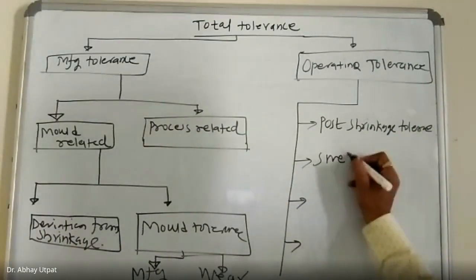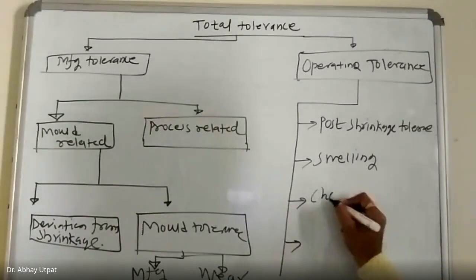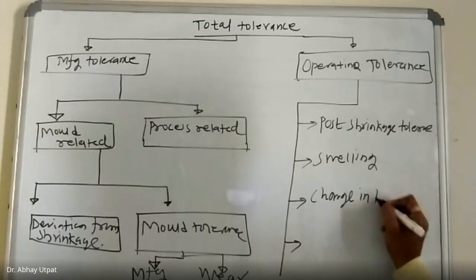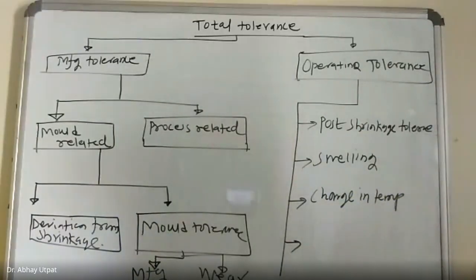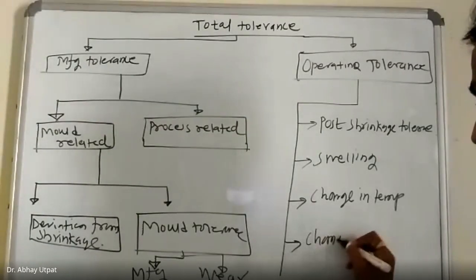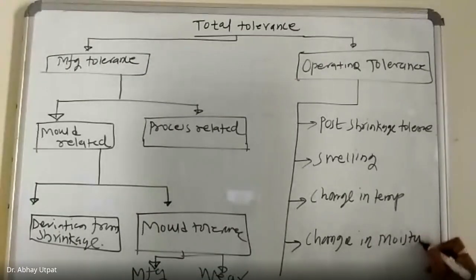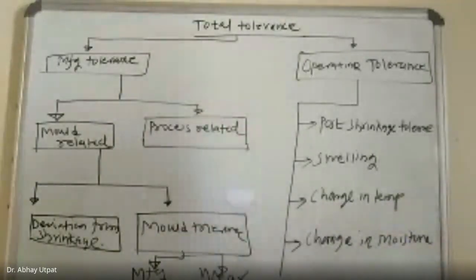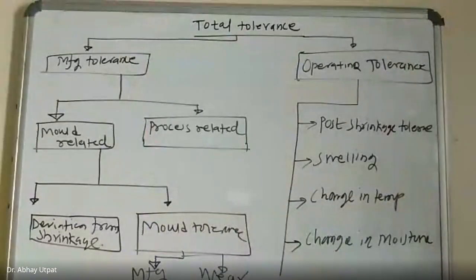Swelling. So there may sometimes be swelling. Change in temperature tolerance. So the working temperature may be different, and in that case, tolerances are affected. And moisture condition. Change in moisture. You can take a screenshot and note it down in the notebook.